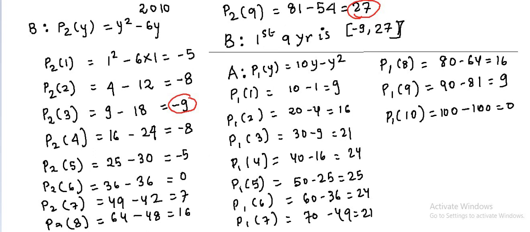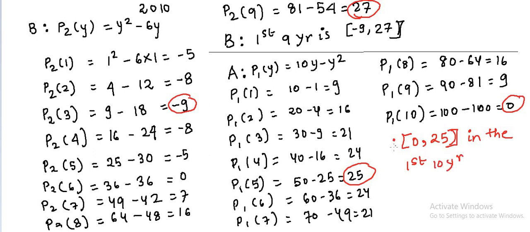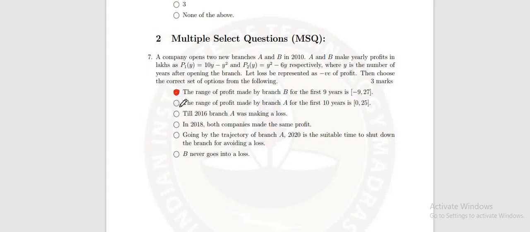So again the same thing will be there. You have to find out the lowest one and the highest one, and this will give you the range. If you try to find out the lowest one from these values, you are going to get 0. And the highest one that you will obtain is 25. You can also verify yourself. So this range will be from 0 to 25 in the first 10 years, and this is for A. Fine. So this option B is also absolutely correct.